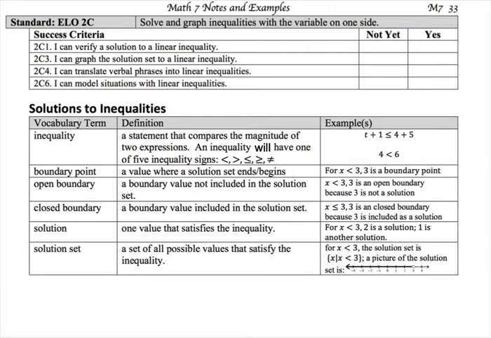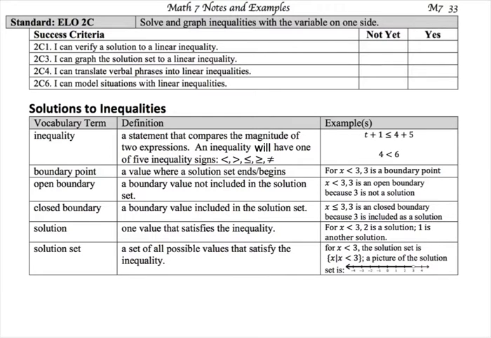So first, the vocabulary term, inequality. It's a statement that compares the magnitude of two expressions. An inequality will have one of the 5 inequality signs: less than, greater than, less than or equal to, greater than or equal to, and not equal to. A boundary point is a value where a solution set ends or begins. For example, for x is less than 3, 3 is a boundary point.